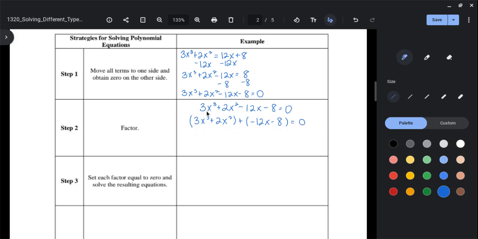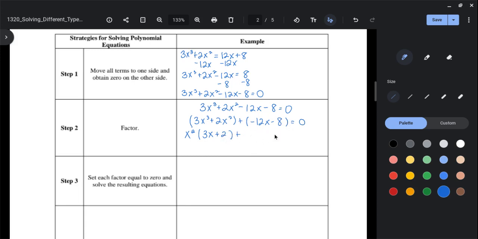of parentheses. So looking at my first set, I have 3x cubed plus 2x squared. 3 and 2 have no common factors, but the terms themselves both have an x, and I can pull out an x squared because that is the lowest exponent I have there. So I can pull out x squared. Remember, x squared times what gets us 3x cubed? Well, that's going to be a 3x. X squared times what gets us 2x squared? That's just going to be a positive 2.